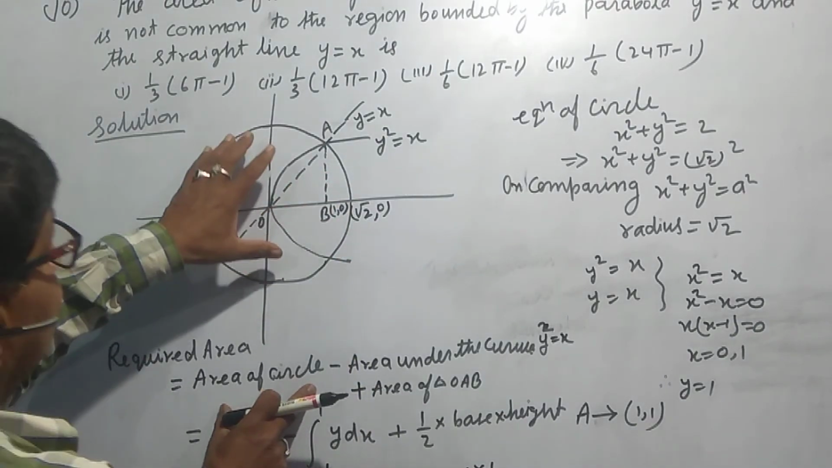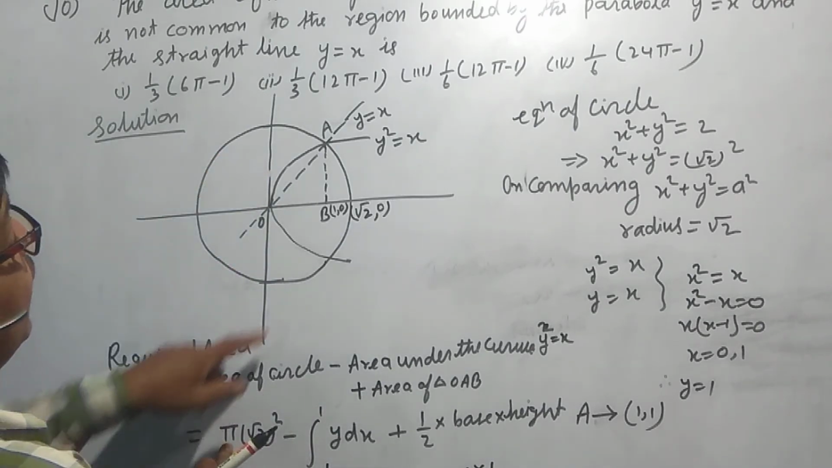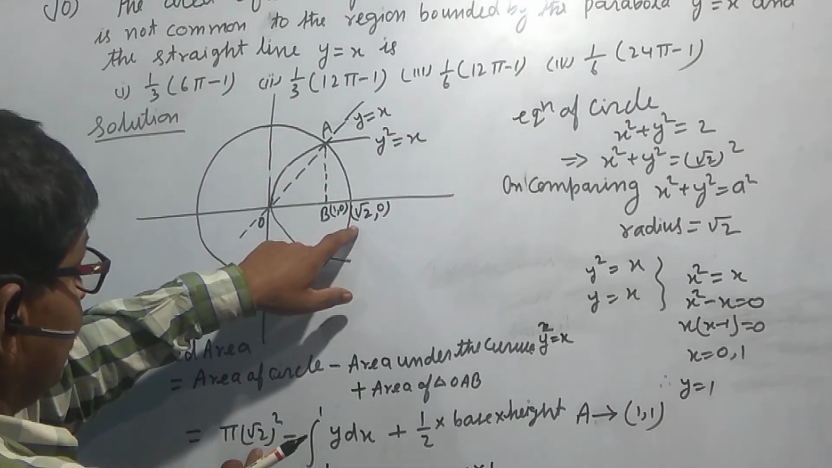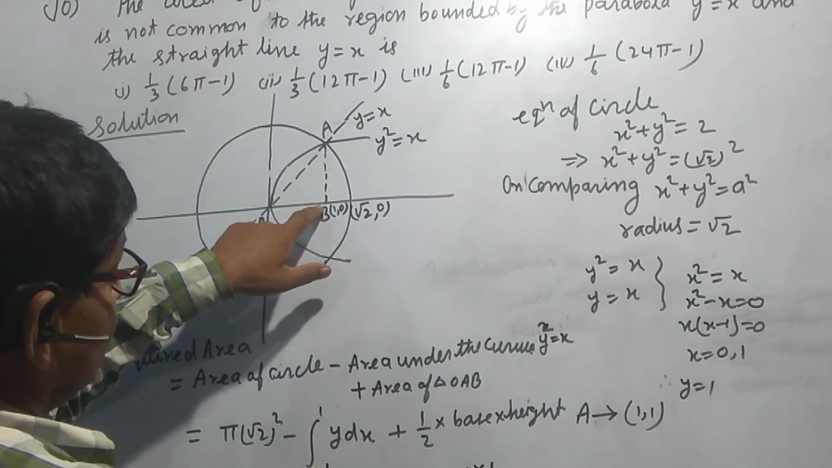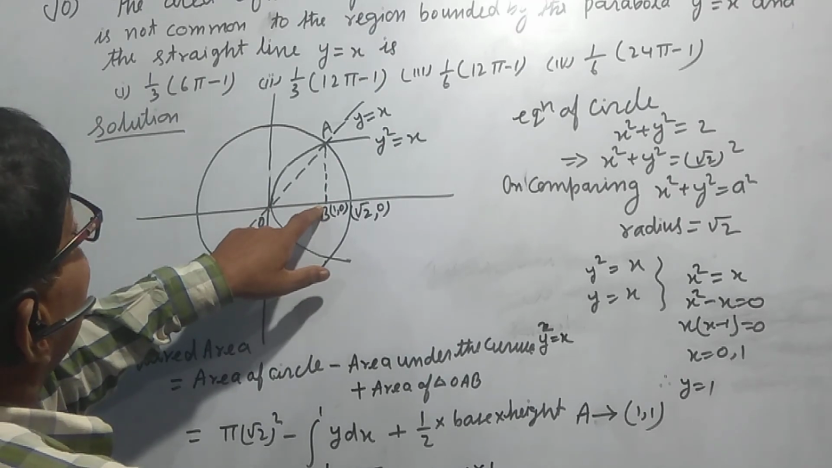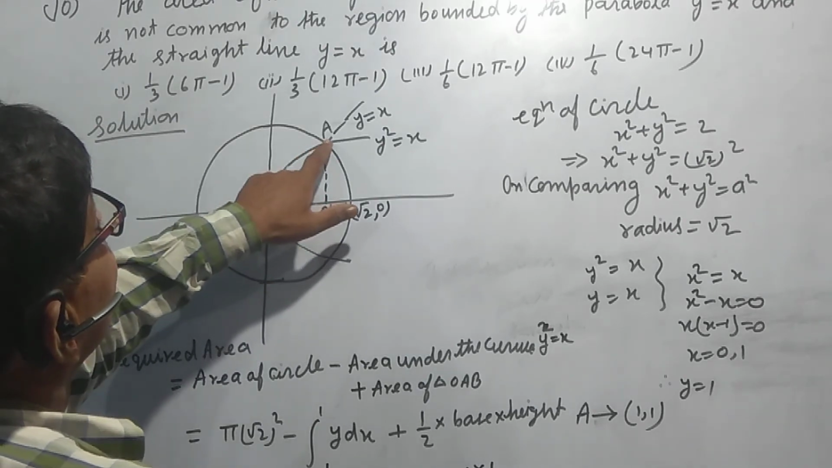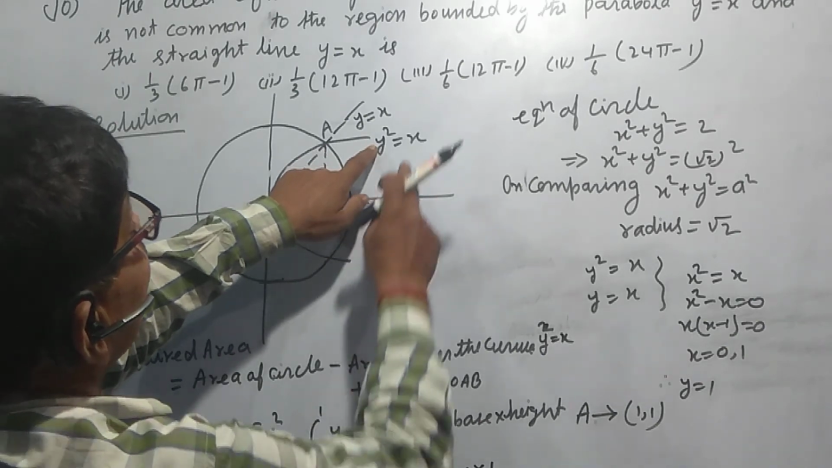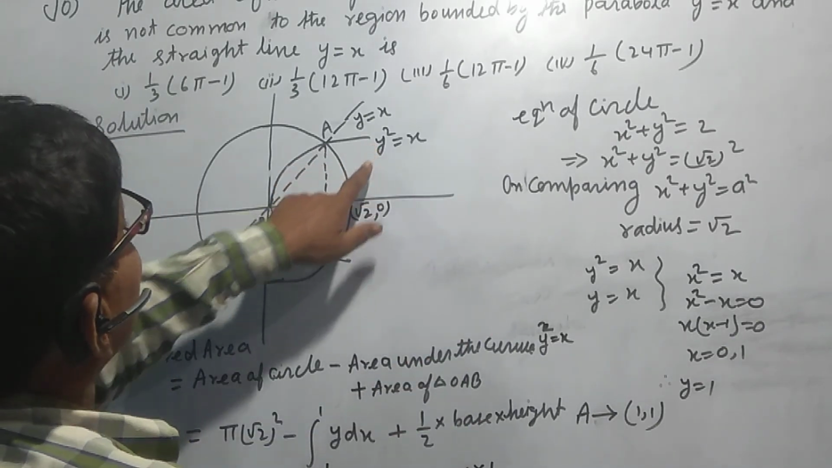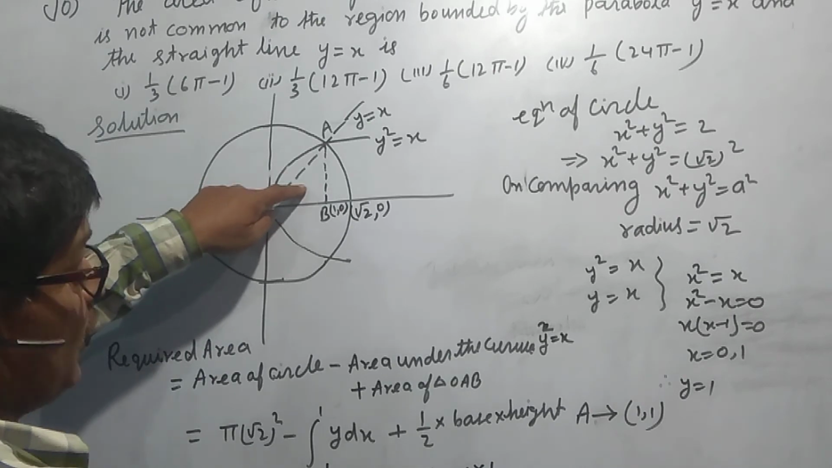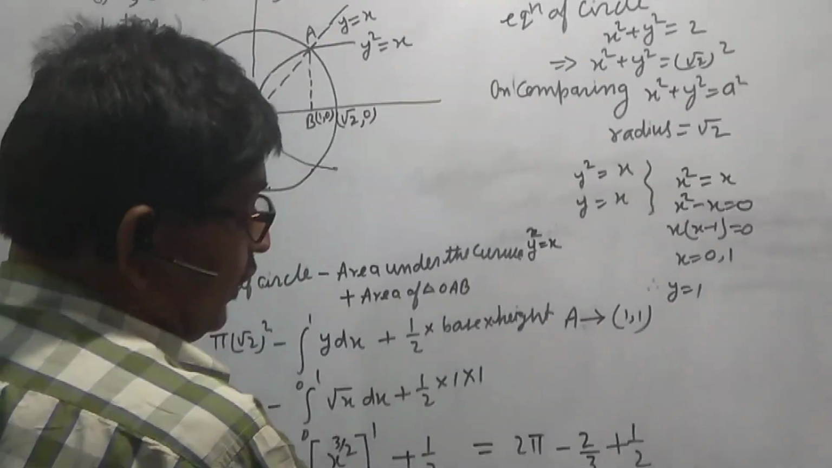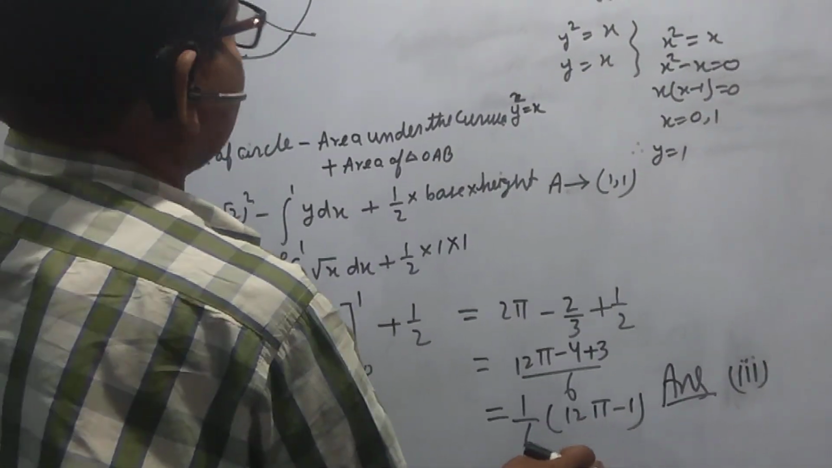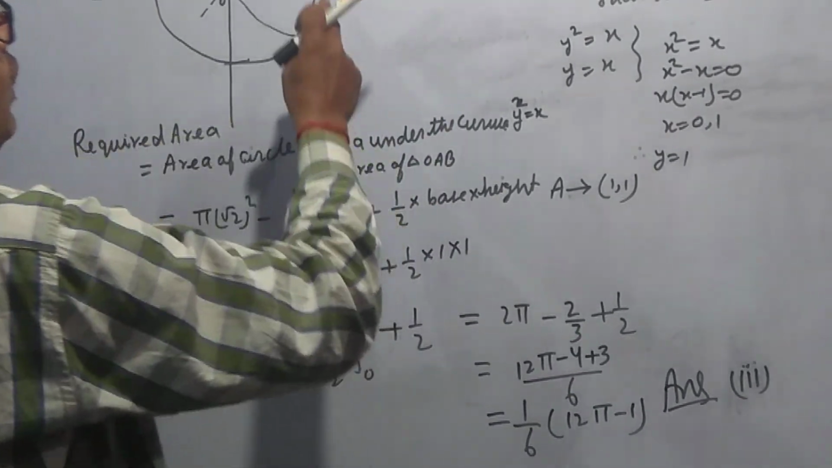Here the area of the circle is pi r square, with r equal to root 2, so pi into root 2 square, and the integral from 0 to 1 of y dx, here y is equal to under root x, and add the area of this portion, 1/2 base into height. After integrating this and solving, we get 1/6 (12 pi minus 1). The answer will be third here.